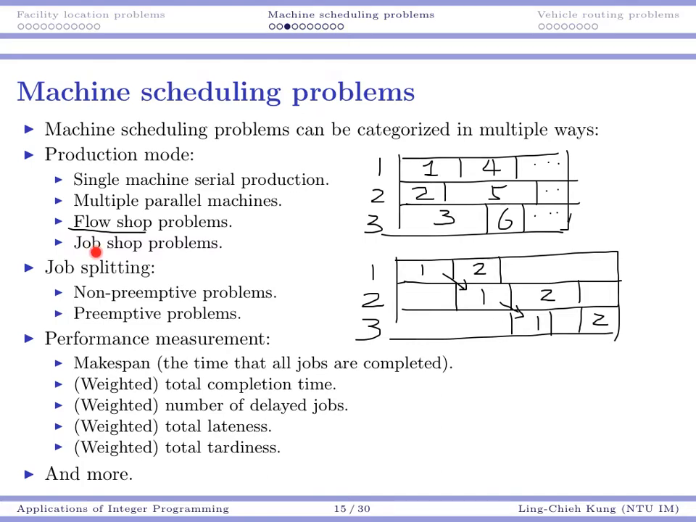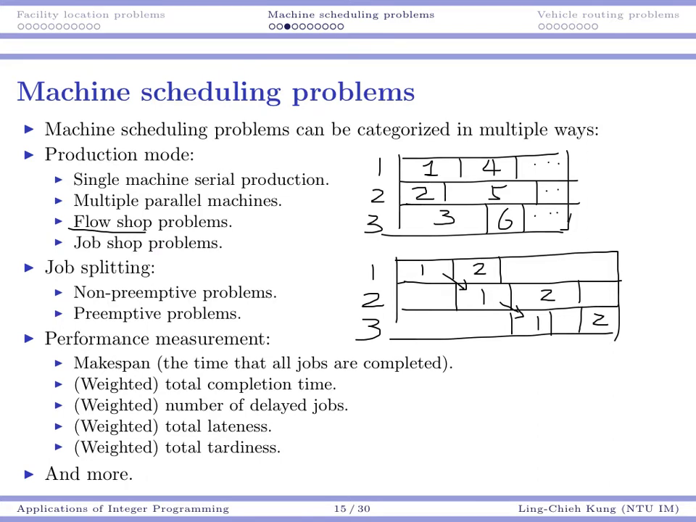Or you even have job shop problems. That's when different jobs may pass through those machines in different orders. Job 1 may require machines 1, 2, 3, and job 2 may require machines 3, 1, 2, and so on. So the problem gets even harder. You probably face job splitting issues. Sometimes you have non-preemptive problems. That means once you initiate a job, you need to finish it.